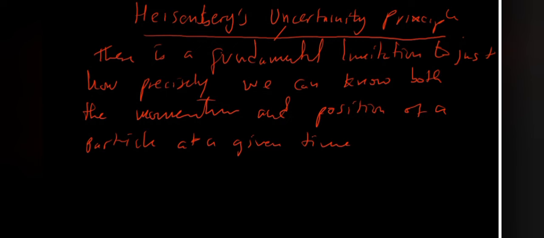So this is what Heisenberg was trying to say. There is a fundamental limitation to just how precisely we can know both the momentum and the position of a particle at a given time. So what he was just trying to say is, the more you know about the position of something, the less you know about how fast it is moving. And the more you know about the velocity of something, the less you know about its position. So in other words, you cannot fully know the position and the momentum of something at the same time.